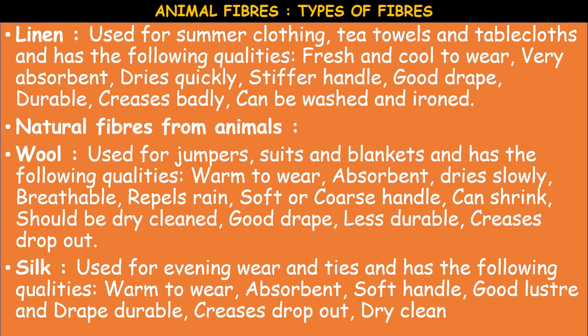Okay, another important natural fiber from animals, that is silk. Silk is used for evening wear and ties, and has the following qualities: warm to wear, absorbent, soft handle, good luster and drape, durable, creases drop out, and it can be dry cleaned.